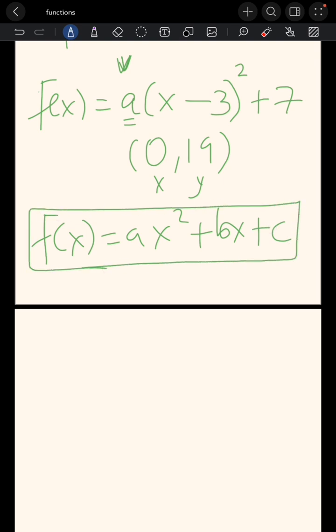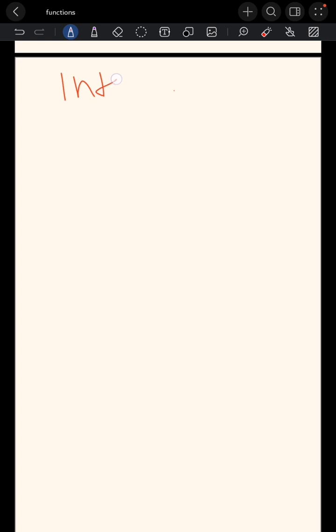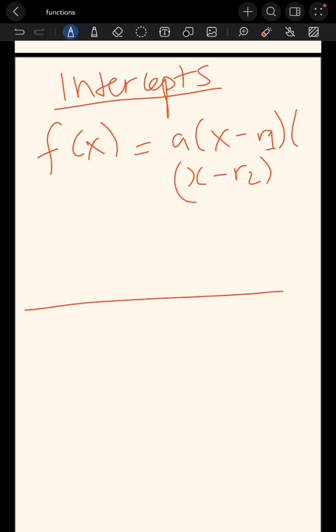Okay, sometimes you'll be given the intercepts. When you're given the intercepts, use this formula: x minus root 1, this is r1 here, into x minus root 2. Okay, and then the graph can look something like this, and then you're given this value as well as this value. This is your y, this is your x.